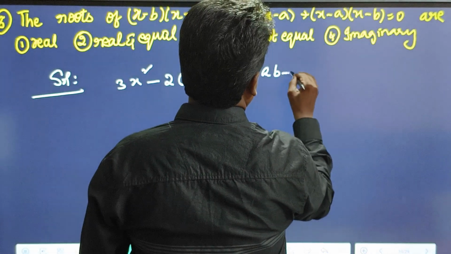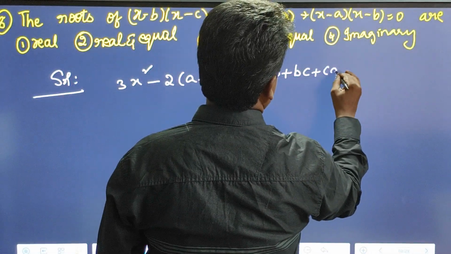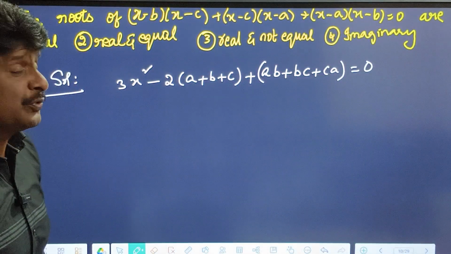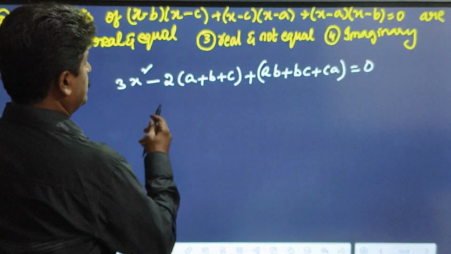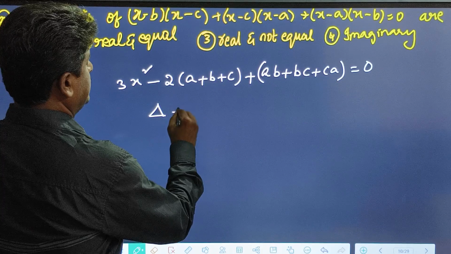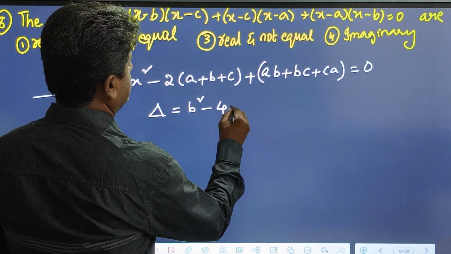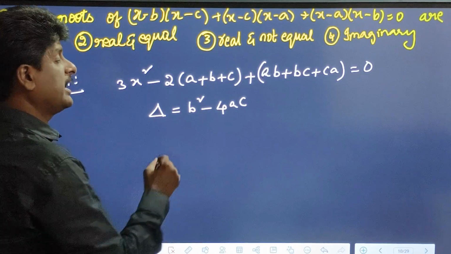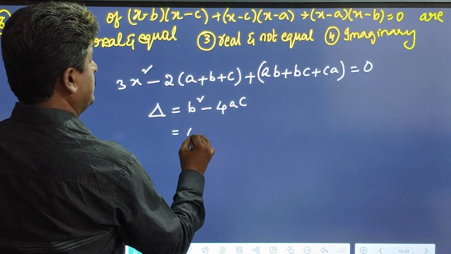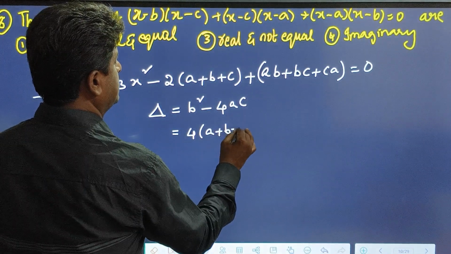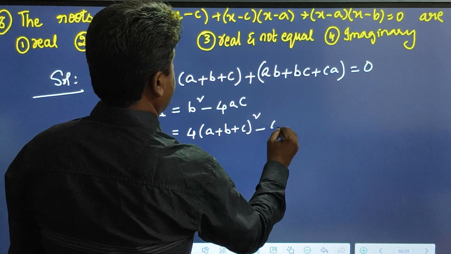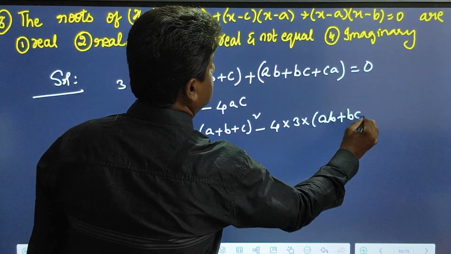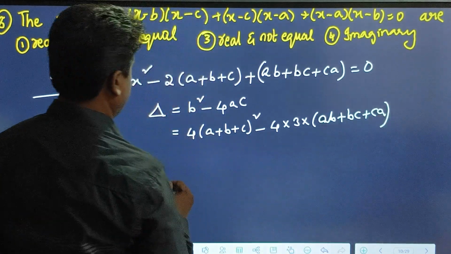Constant term ab plus bc plus ca is equal to 0. In order to find the nature of the roots, we have to calculate delta. Delta is b square minus 4ac. B is not this b. In the standard quadratic equation, b square is 4 times (a plus b plus c) whole square minus 4 into 3 into ab plus bc plus ca.